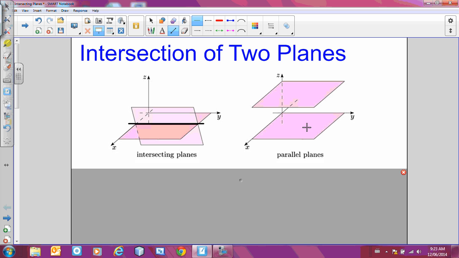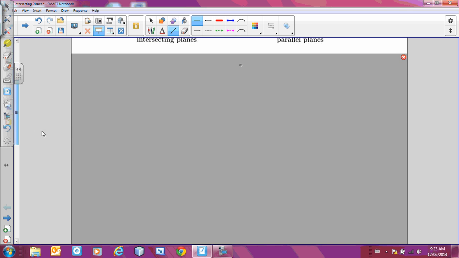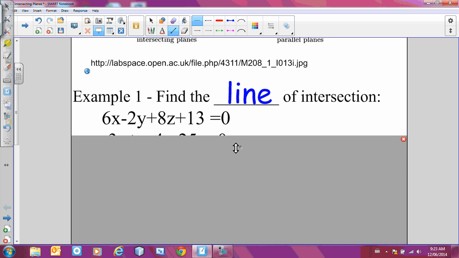And then the other possibility is the two planes are parallel, so they're side by side, one over top of the other, something like that. So as we're going through these, we're going to be considering those two possibilities.